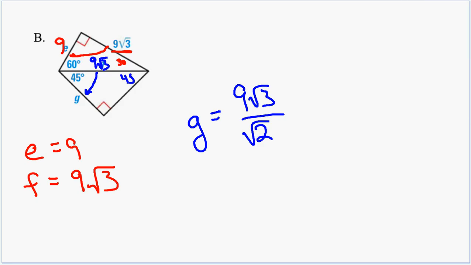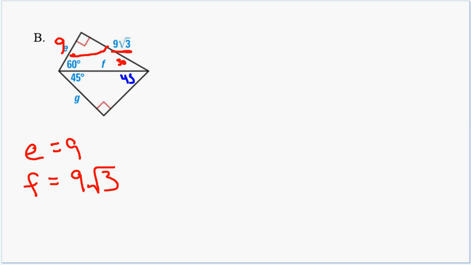Ooh, hold on, back up. I made a little mistake there. When we found side F, if I just back up to right here, the short leg was 9. The hypotenuse will be twice that. So F is equal to 2 times 9, or 18. My bad. Now the hypotenuse is 18.